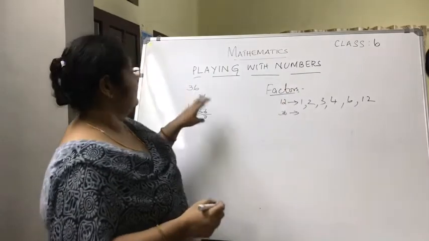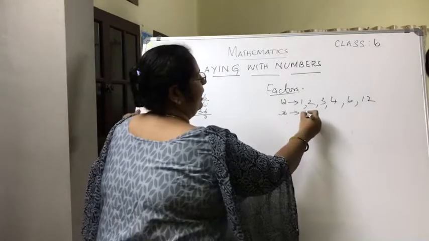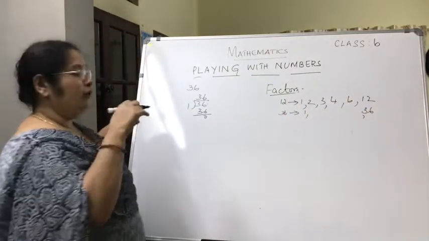Okay, so 36, we divide with 1. What are the factors you are getting? 1 and 36. Okay, I have written 1 and 36. Now what will you do?